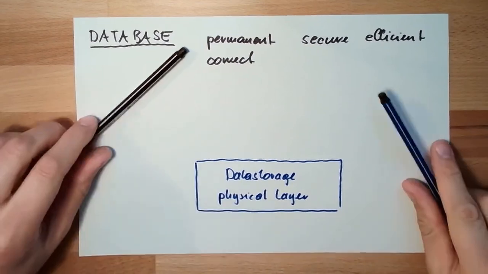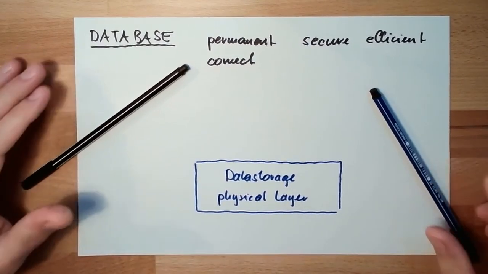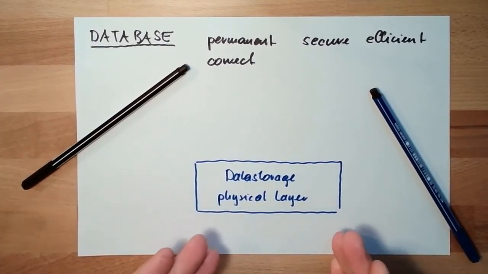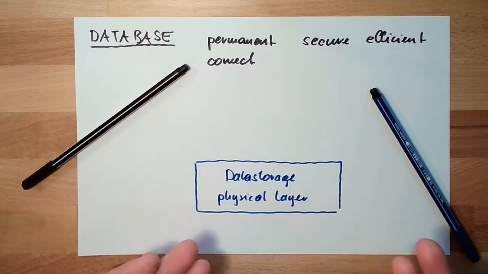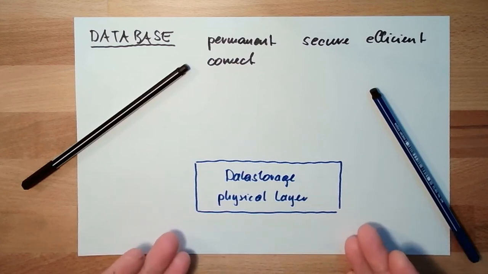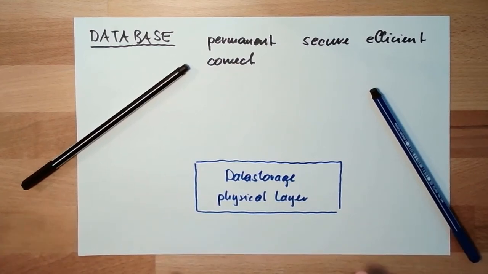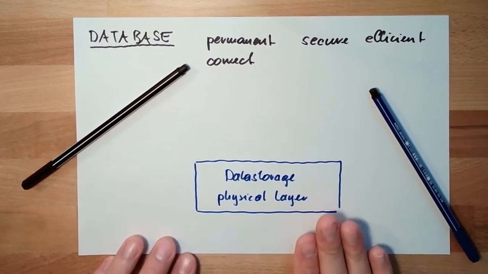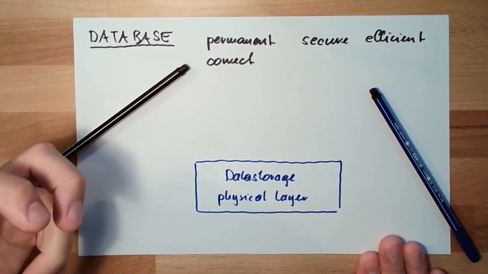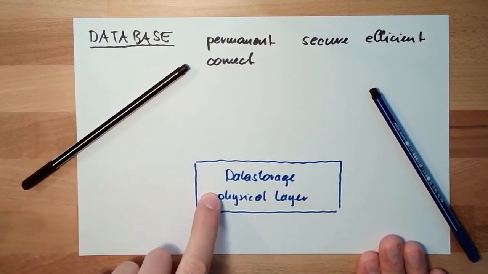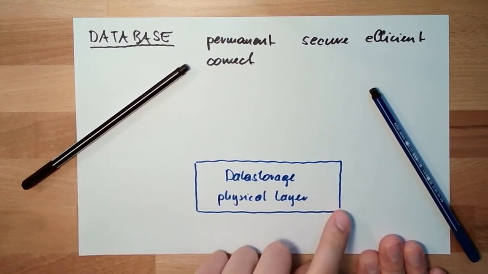That's the technology used to store the data. Maybe it's magnetic technology like on hard drives or tapes. Maybe it's electronic technology like on USB drives. Maybe it's an optical technology like on CDs or DVDs, or Blu-ray discs. The data storage just is the technology to store data. It has no idea of any logic behind the data.